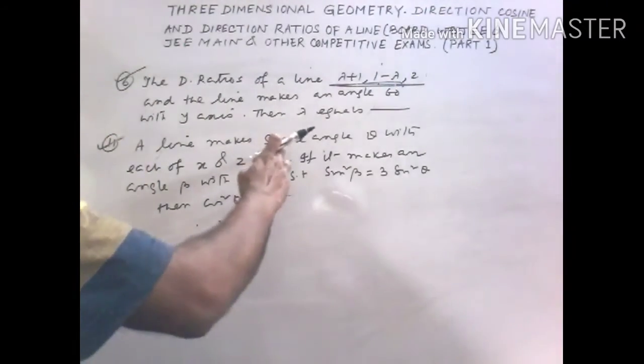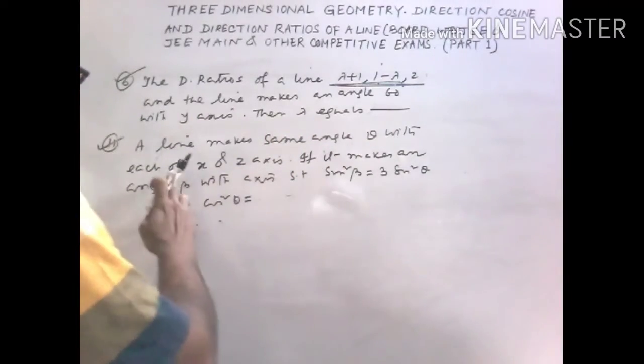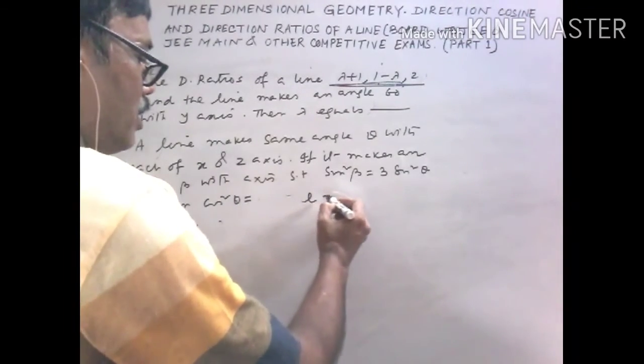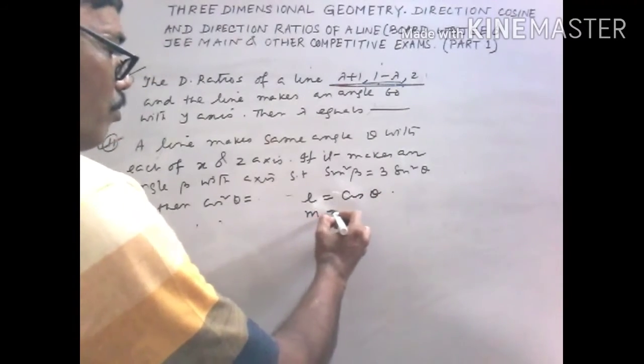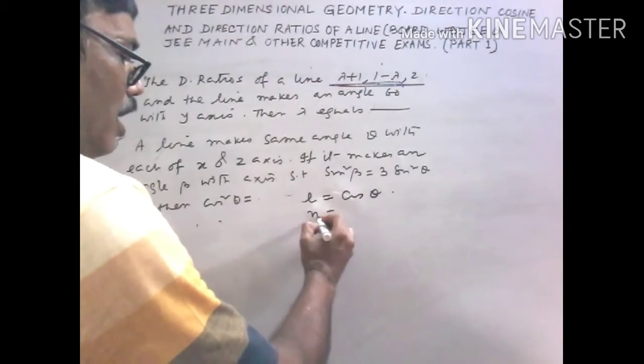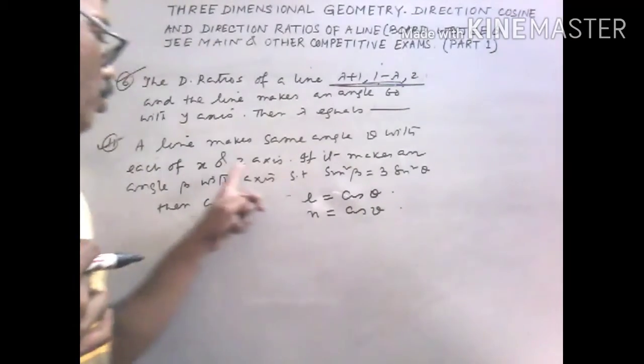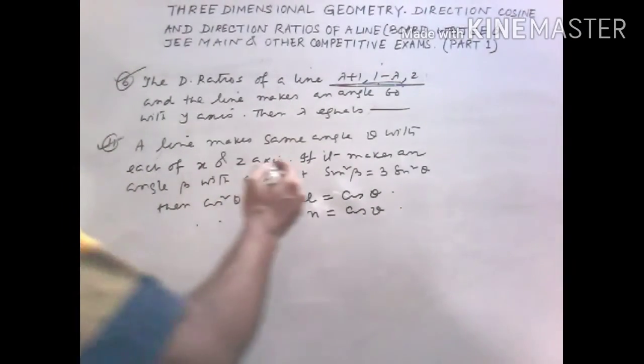Problem number 11. A line makes same angle theta with each of x and z axis. So what is L? L equals cos theta. N equals cos theta. So angle made with z axis is this.